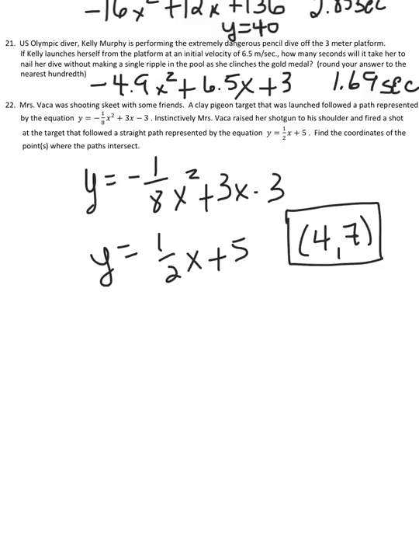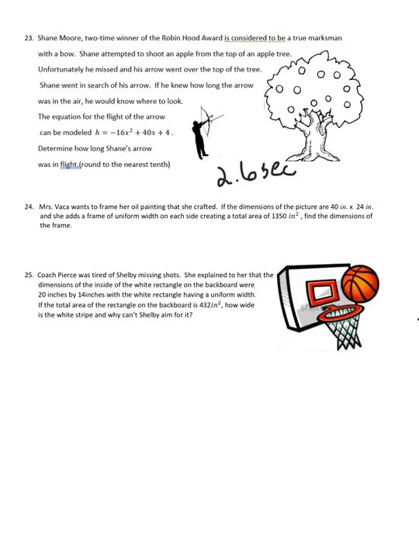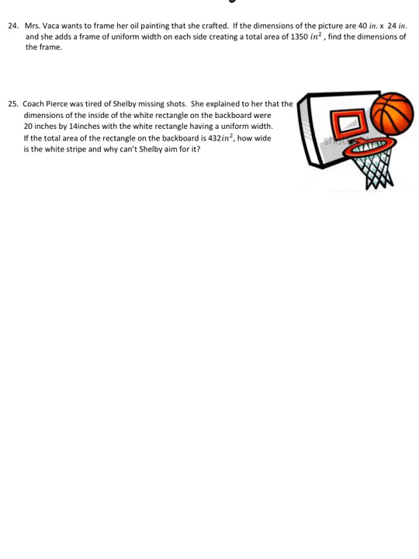Okay, so for number 22, the coordinates for the intersecting point were 4, 7. For number 23, we're just looking for the value for x when the arrow hits the ground, and that value was 2.6 seconds. All right, the next problem is an area problem, and I'm going to go ahead and explain that one down here at the bottom of the page.